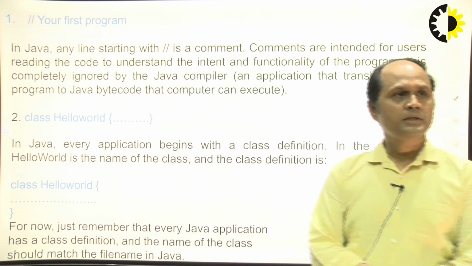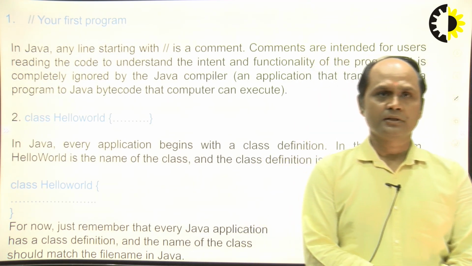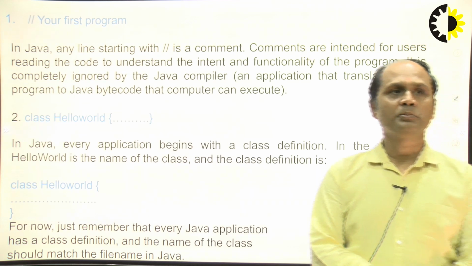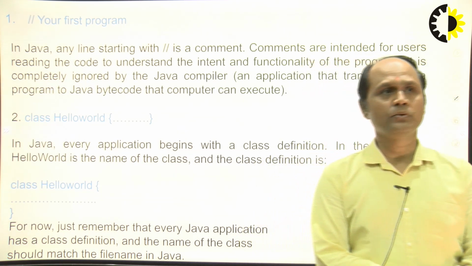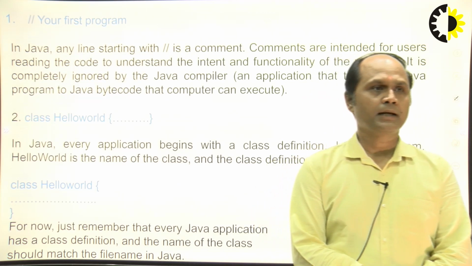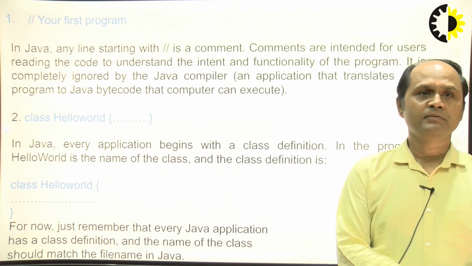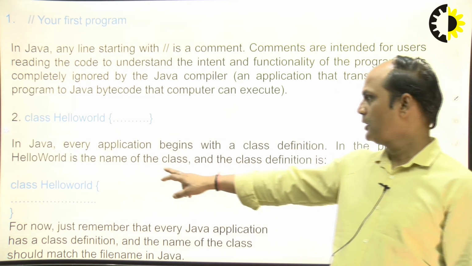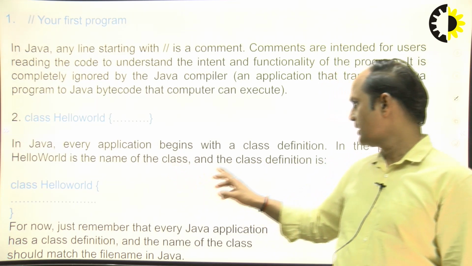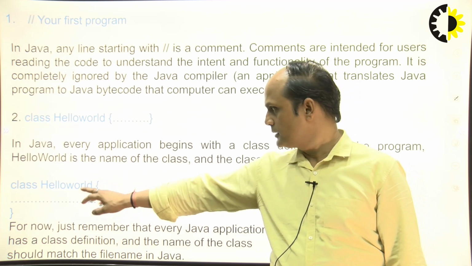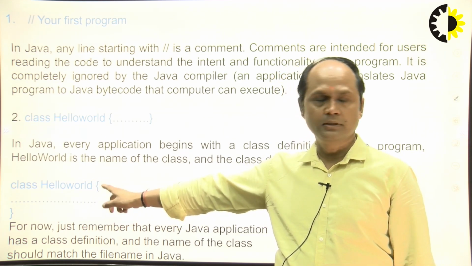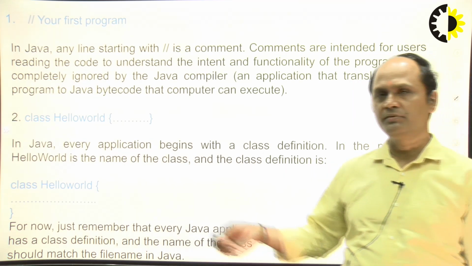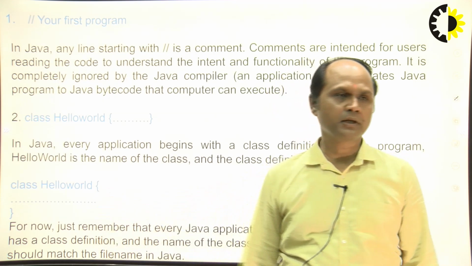Suppose in the first line, we start with the comment section. A comment is used to help understand the intent and functionality of the program. It is completely ignored by the Java compiler. In the class HelloWorld, every program begins with the class definition. HelloWorld is the name of the class, and the class definition is like this: class HelloWorld and braces. In these braces we can define any type of function, method or variable in the body of this class.